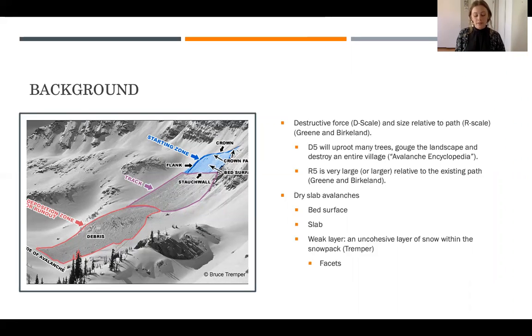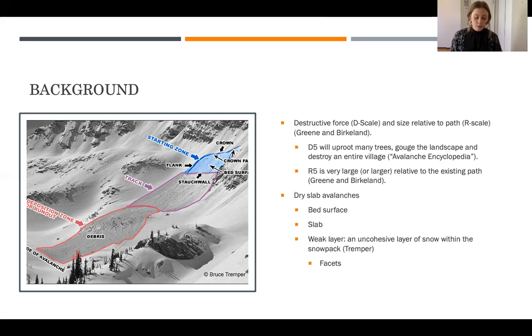There's also many different types of avalanches and several factors that determine their size and destructive potential. Dry slab avalanches will be the primary focus of this case study. A dry slab avalanche has three components: the bed surface, which the avalanche runs along, the slab, and the weak layer. A weak layer is essentially a layer of uncohesive snow within the snowpack. Slab avalanches occur when a slab, or a layer of harder snow, slides off the underlying weak layer, kind of like a book rolling over marbles on a tilted surface.